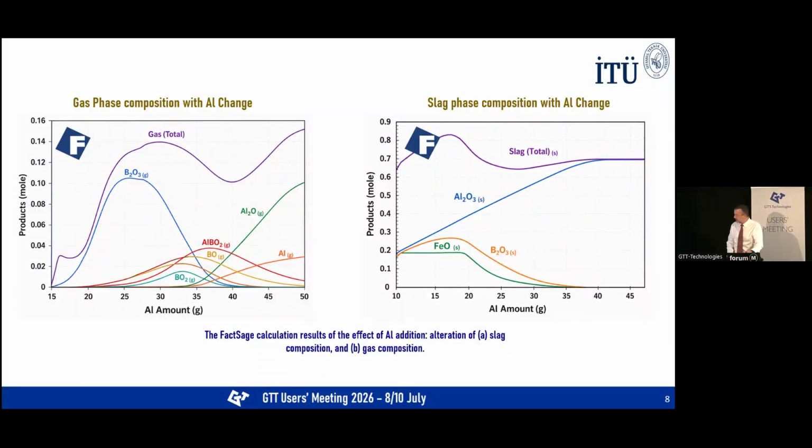On the right, you can see that the slag composition also changes continuously during the reaction, as expected when we increase the aluminum. We reduce all the oxides and we get alumina.